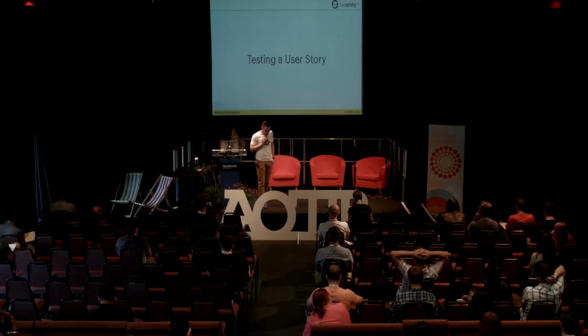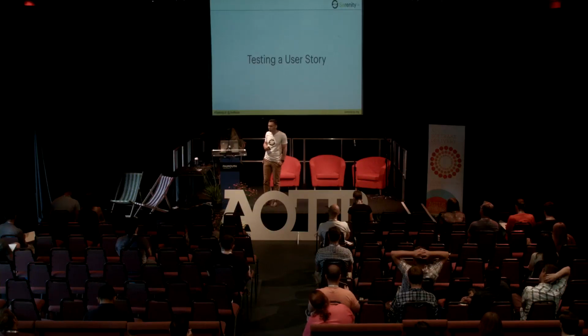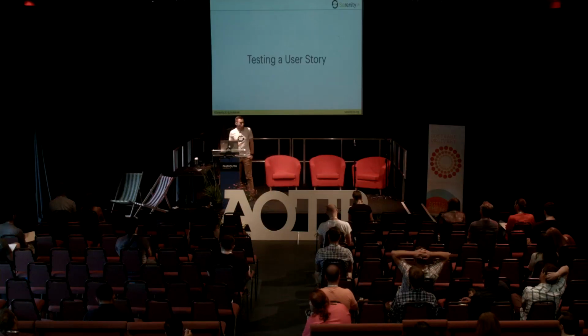So to look a bit more into why this happens and how we can avoid those pitfalls, let's look at a concrete example. So how would we test a user story? I suppose we all here work on some sort of an agile team. Cool, so that's the right conference, awesome.